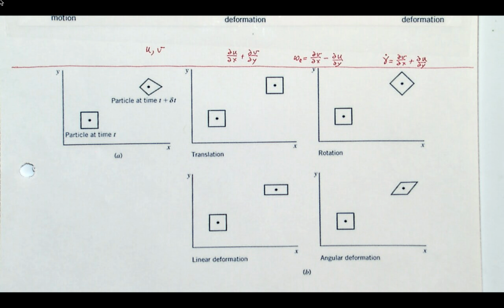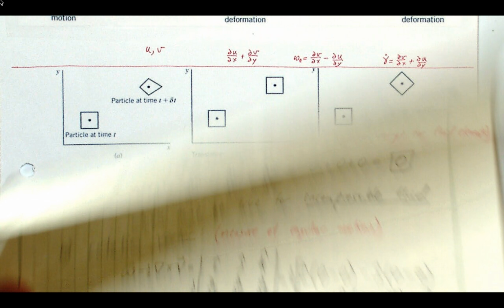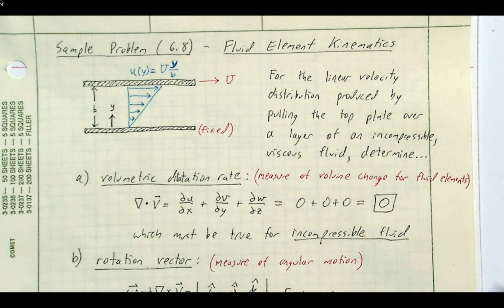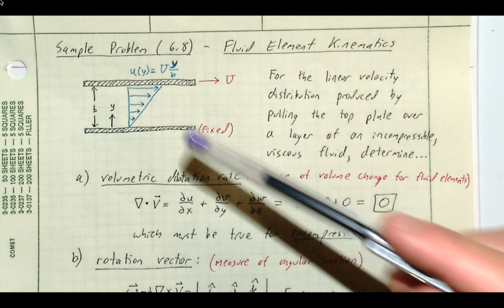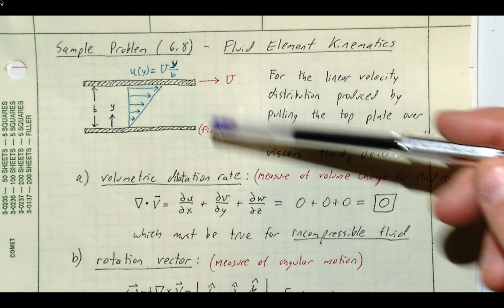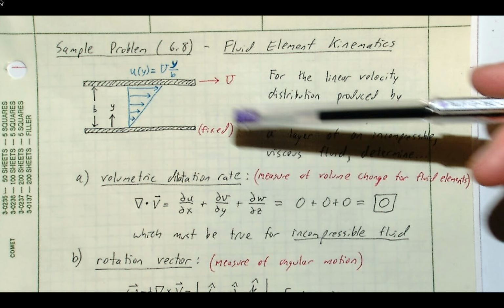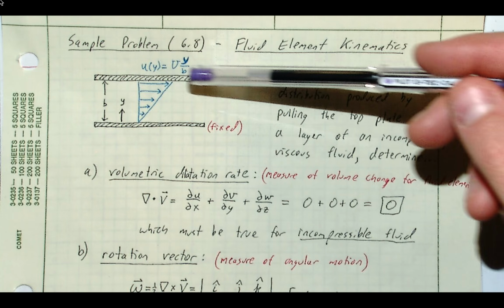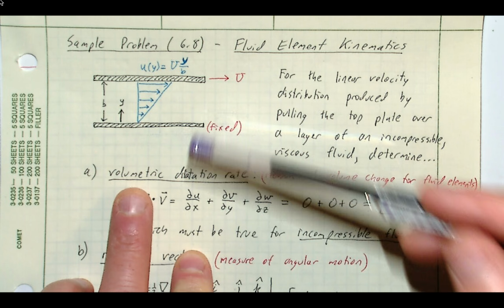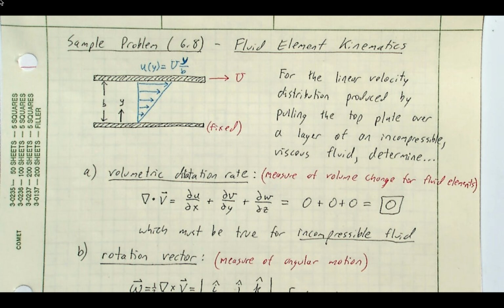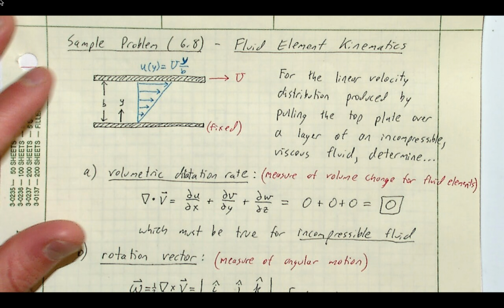Okay, so getting to our problem, I think I spent more time on that than I thought I would. Here's the sample problem. It's 6.8. And what we have is, for this linear velocity distribution that's produced by having a layer of a viscous fluid between two plates, and then pulling the top one while fixing the bottom one, we get this linear velocity distribution. And this comes from, I mean, we've seen this before back in chapter 1 when we were introducing the idea of viscosity.